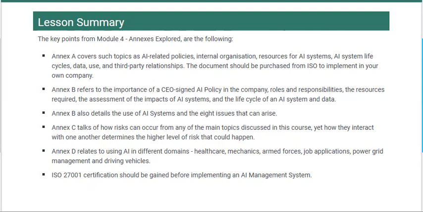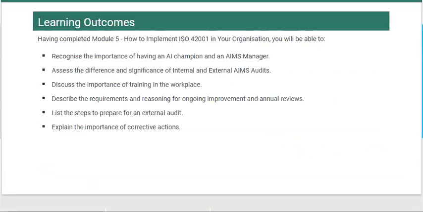Module 5. How to implement ISO 42001 in your organization. Learning outcomes. Having completed Module 5, How to implement ISO 42001 in your organization, you will be able to recognize the importance of having an AI champion and an AIMS manager. Assess the difference and significance of internal and external AIMS audits.